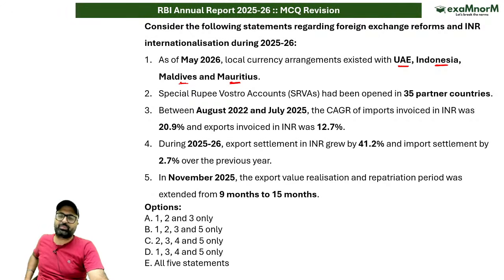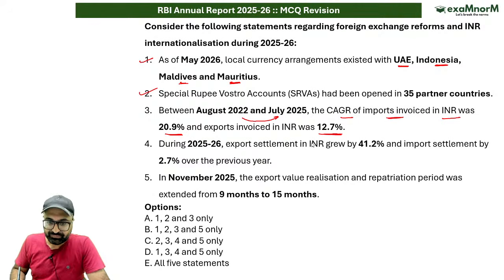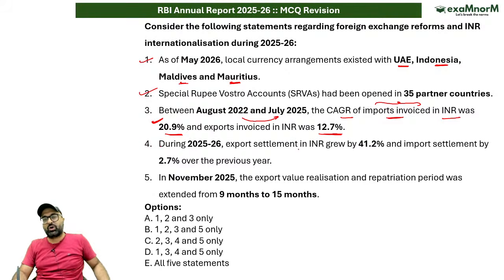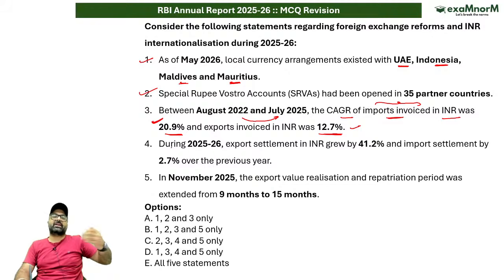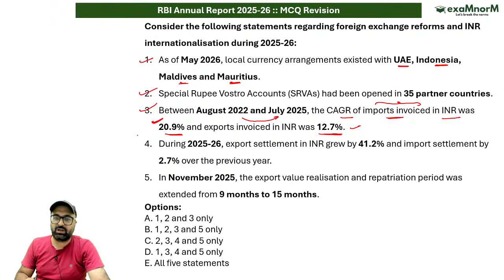And SRVA, that is Special Rupee Vostro account, has been opened up by 35 partner countries. That is correct. Between August 2022 to July 2025, compounded annual growth of import invoiced in INR was 20.9% and exports was 12.7%. Is it clear? Is it correct? My answer is absolutely correct, sir. The compounded annual growth rate of imports invoiced in INR is 20%, मतलब हर साल 20% इंक्रीज हो रहा है, और एक्सपोर्ट्स का जो हमारी जो एक्सपोर्ट्स हमने की है उसका जो इनवॉइस है that is also generated in INR, it is also increasing by 12.7% every year. This is what you need to remember.